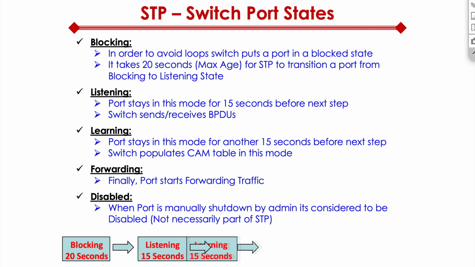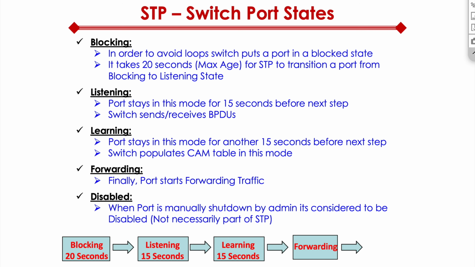So we're in blocking state for about 20 seconds, listening for 15, learning for 15 seconds. Finally, we're forwarding. If you were to add it up, 20 plus 15 is 35. 35 plus 15 is 50. Total transition time is 50 seconds, believe it or not. When you have a link failure in a spanning tree environment, it takes 50 seconds for the existing links to reconverge.